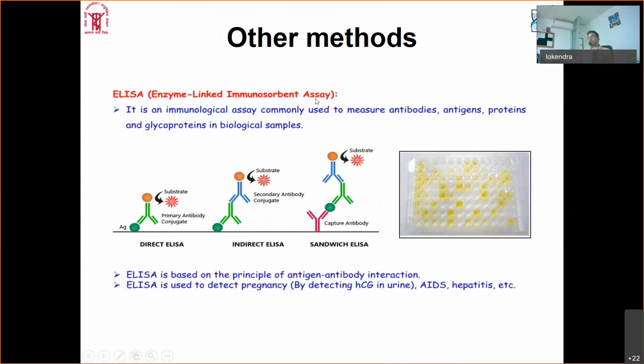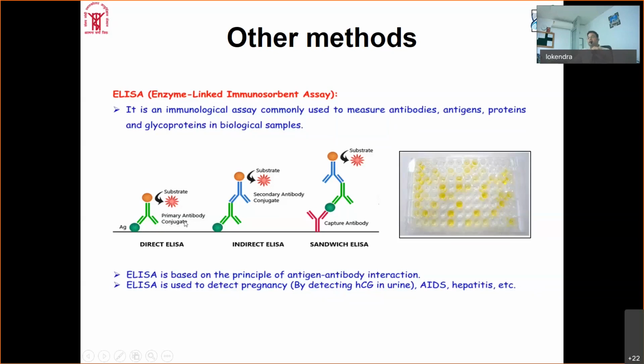immunosorbent assay, in which the primary goal is to identify an antigen, and this antigen can be a viral particle or it can be a certain protein molecule. So this antigen can be attached to a solid surface. Solid surface means it is attached or pre-coated in a 96 well plate format, or maybe it is attached to a certain membrane. And then these molecules are identified by adding their specific antibodies that we call the primary antibody.